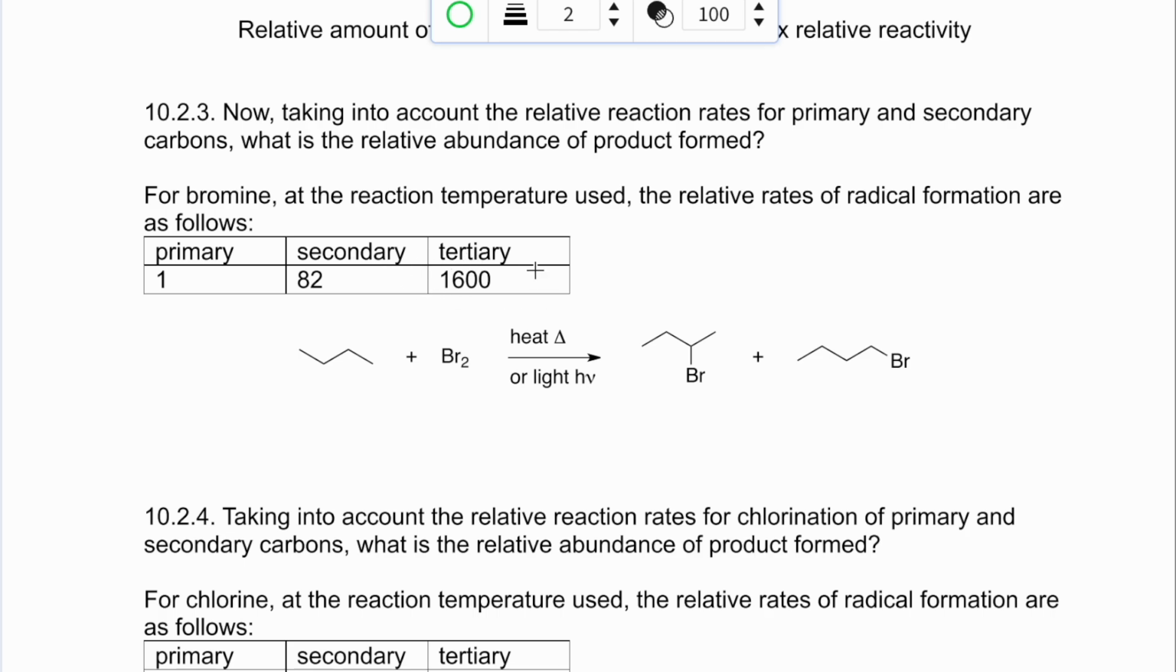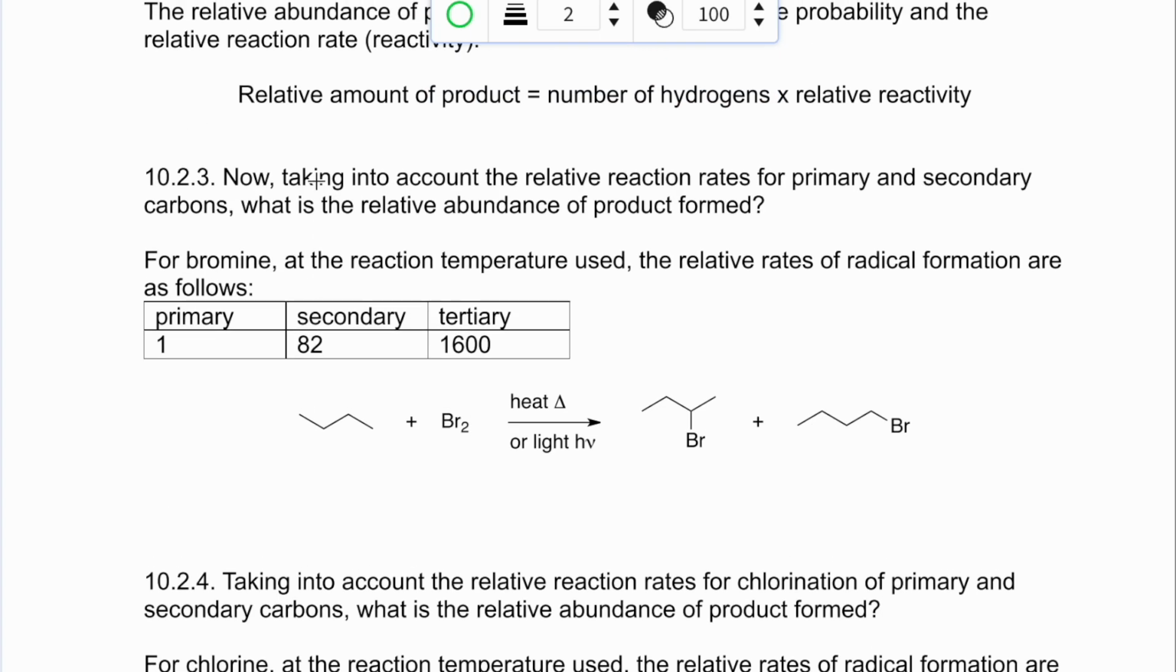It would be fantastic if we had a tertiary carbon, but we don't, so none of that is going to form because that's not even a possibility. We have 0 times 1600, we're going to get 0 of that product. But we're going to have the number of hydrogens times the relative reactivity. So the relative reactivity for tertiary is 1600, but the number of hydrogens making that possible is 0, so we are not going to have any of that. Let's do the math for the other types of products, however.